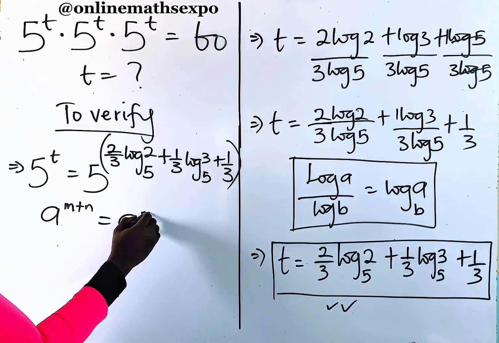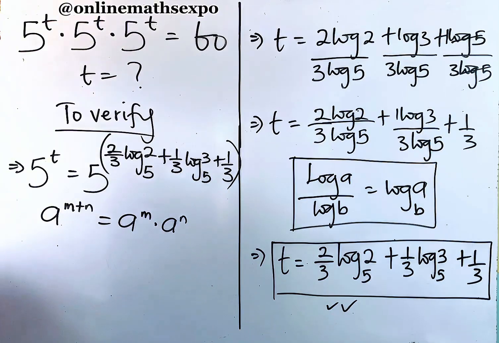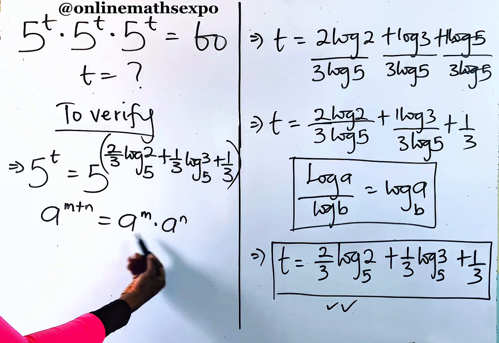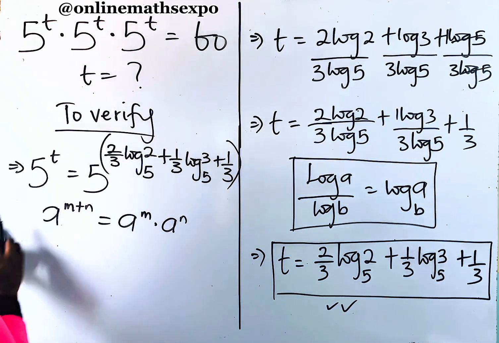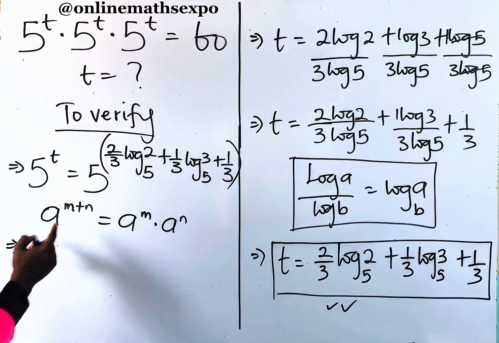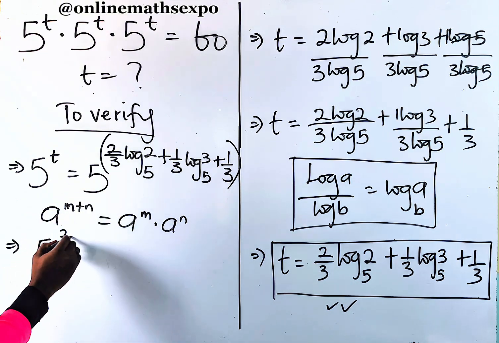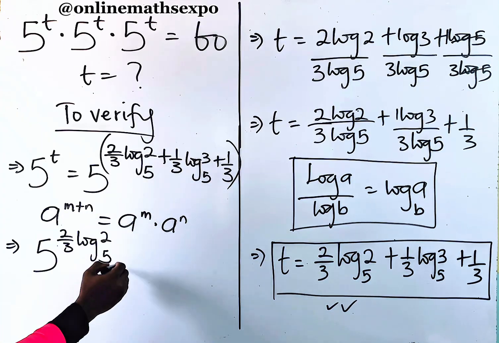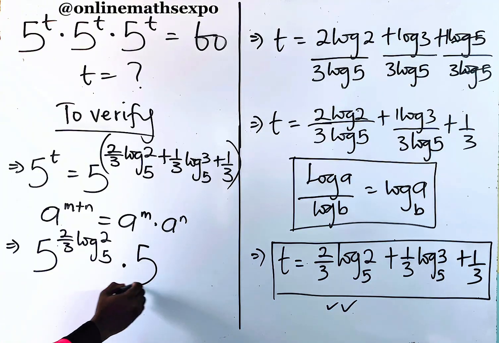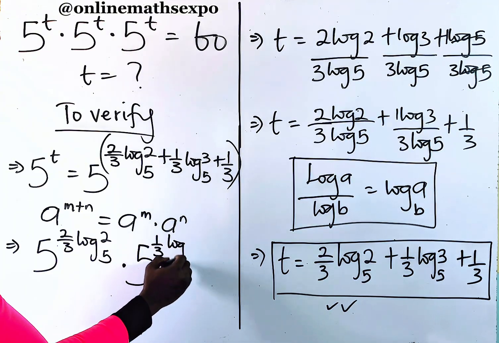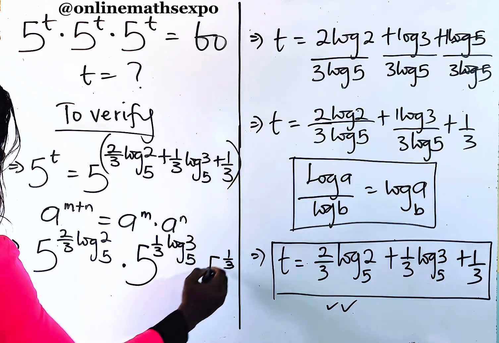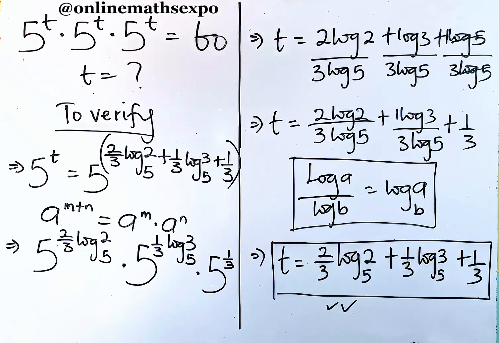Now, at this point, just remember, for every a to the power of m plus n, it's always equal to a to the power of m multiplied by a to the power of n, just like we have said at the beginning. So you see that this is of this type, so we're going to take it back to this. So we have 5 to the power of 2/3 log 2 base 5, addition sign, turn it to multiplication. So we have 5 to the power of 1/3 log 3 base 5 multiplied by 5 to the power of 1/3.